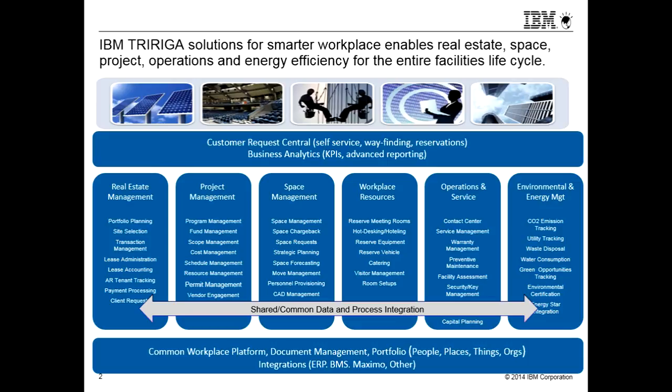We also have business analytics. There are 167 KPIs in TRIRIGA. There are over 1,000 reports and queries. And TRIRIGA also has advanced reporting such as BIRT, B-I-R-T. TRIRIGA is a leader in the Gartner Magic Quadrant, and it is a true integrated workplace management system.